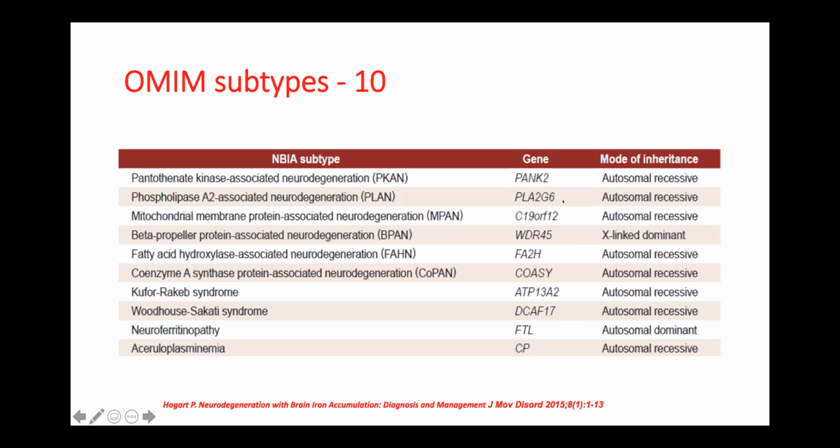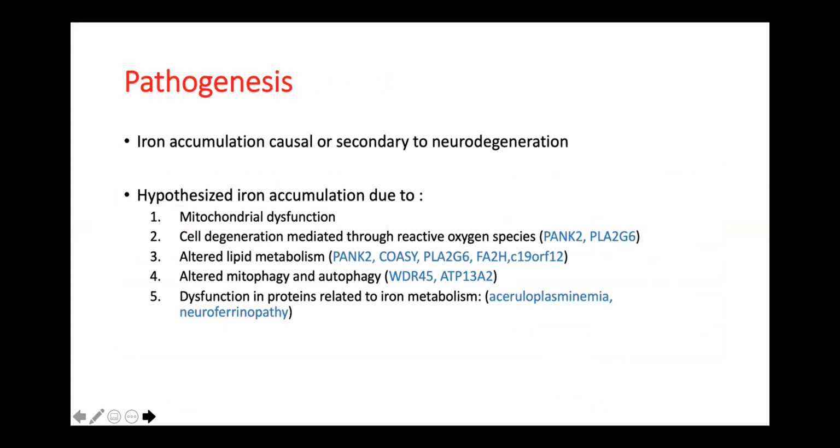It is also the earliest presentation. Then you have phospholipase A2 associated neurodegeneration, which is secondary to PLA2G6, and mitochondrial membrane protein associated neurodegeneration. All these three are autosomal recessive. There is only one X-linked dominant disease, that is WDR45, and one autosomal dominant disease, that is neuroferritinopathy. So these are the common conditions we come across.